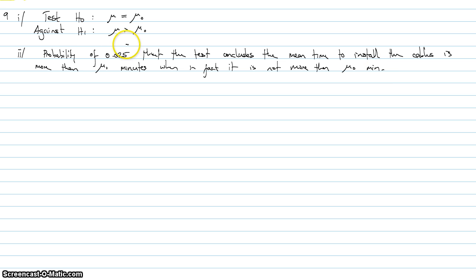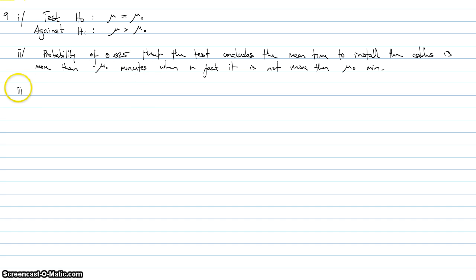So the key thing here is this is the probability that the test concludes that the mean time is more than mu0 minutes, when in truth it is not. So it's a statement about the probability of the conclusion of the test. In other words, it tells us how likely this test is to wrongly reject H0. That's the other way of thinking about this: the probability of incorrectly rejecting H0 given that H0 is true.